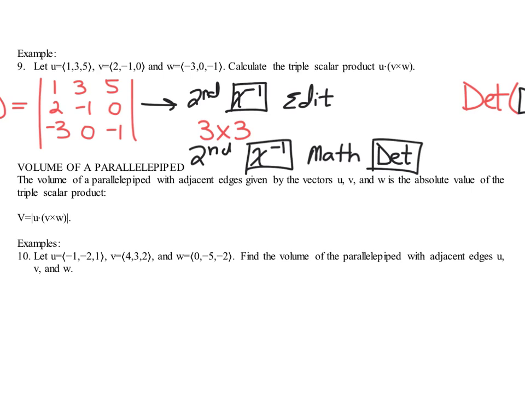So 1, 3, 5, 2, -1, 0, -3, 0, -1. All right, so before I had mentioned that finding things like the dot product and even the cross product, it's not always worth it to do it on your calculator. This one is absolutely worth it to do it on your calculator. All right, so quit out of here.